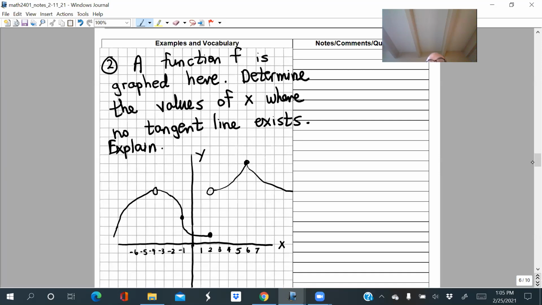So let's just look here from left to right. If you're starting on the left and moving to the right, notice you have a nice, smooth, unbroken curve. Anywhere you have a smooth, unbroken curve, the curve is going to have a tangent line there. So the curve is going to be differentiable. But where do we have our first break in the graph?